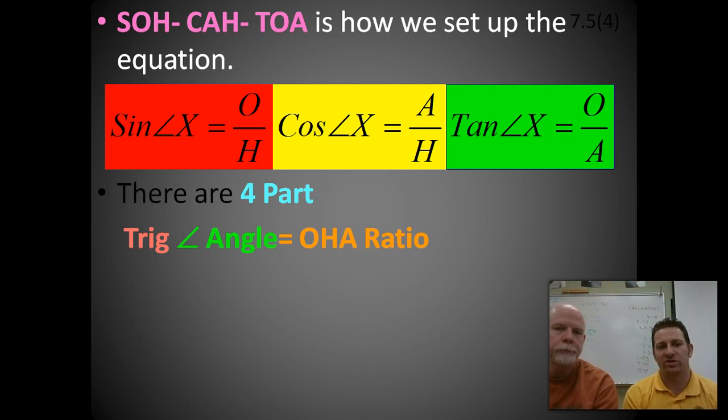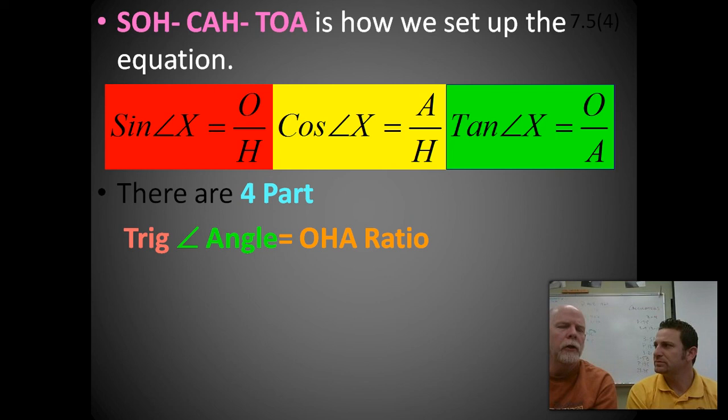And there are 4 parts to this. The trig times the angle equals the OHA ratio, and you just got to learn how to find the right ratio, guys. And then this is pretty much easy. So the trig function next to the angle that you're looking at equals some form of the OHA ratio, and then this is pretty simple to do. You're just setting it up based on what you know, and then doing some basic algebra and working backwards. I mean, it's pretty straightforward.